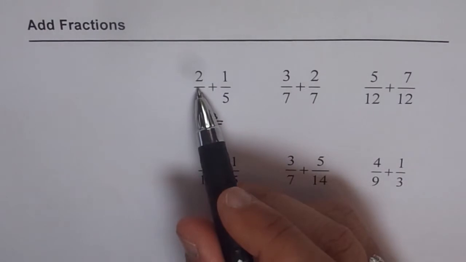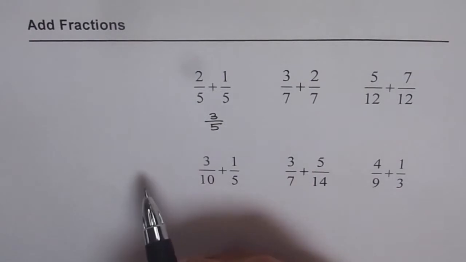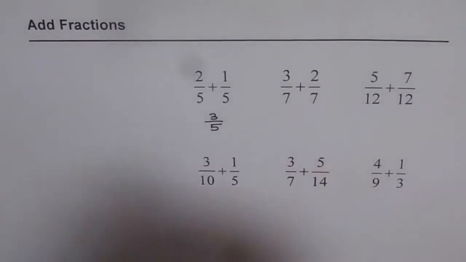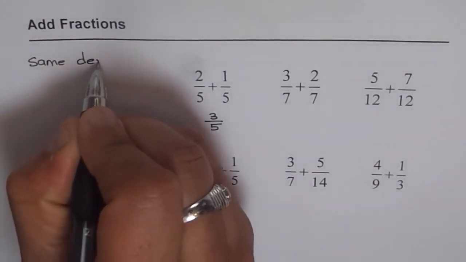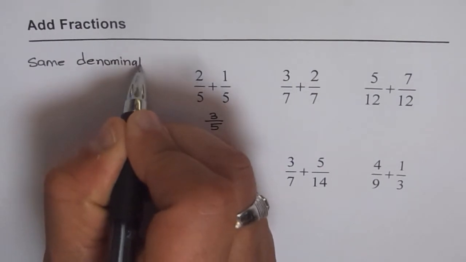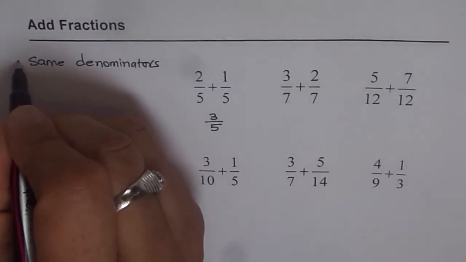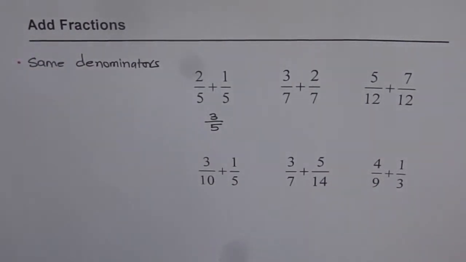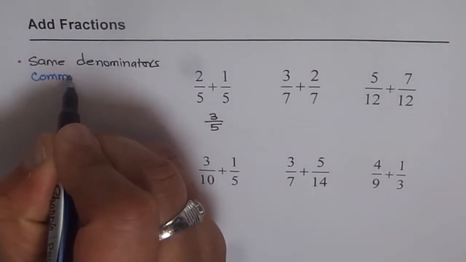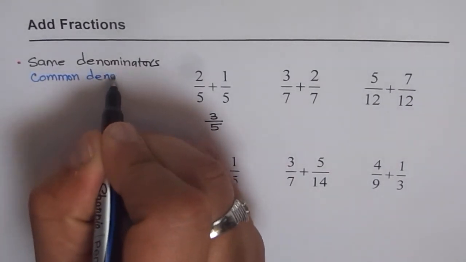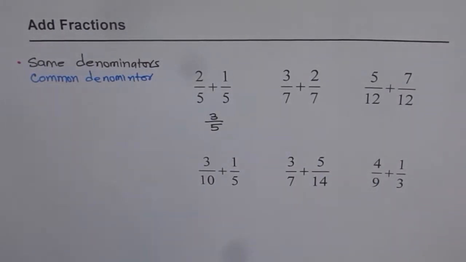1/5 plus 2/5 is 3/5. So when the denominators are same, you just add the numerators, correct? So that is the first way of adding. So when same denominators, we also call this common denominators, right? Or let me use the other term which we will be using most of the time, which is common denominator. So when we have common denominator, then we can add.